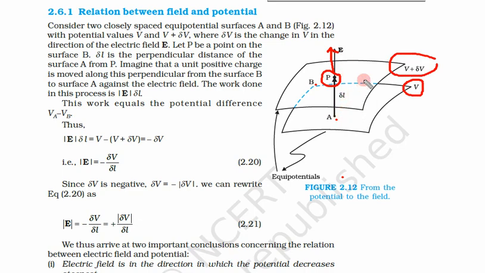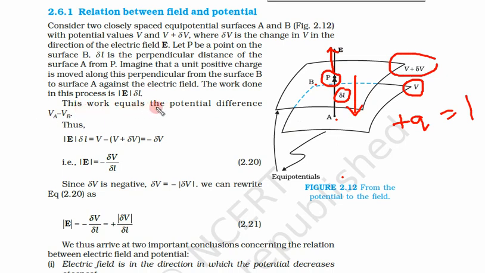Now what we are trying to do, we are moving a unit positive charge. So positive charge Q, and that is also unit. So that means we have already divided by Q. So we are moving a unit positive charge from B to A. And how much distance are we moving? We are moving delta L distance.